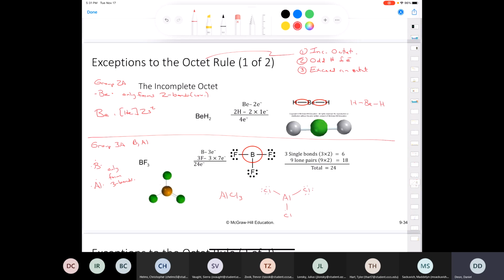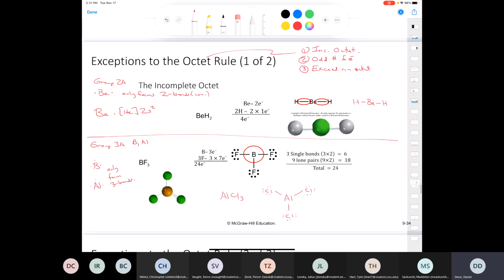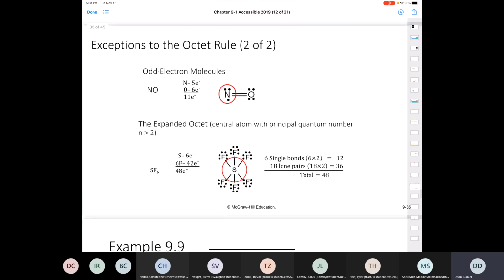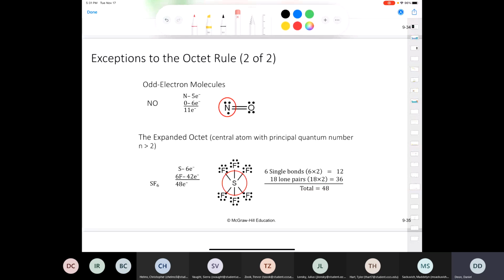Okay, so there are 2 more exceptions that you need to be aware of. The next one is an odd number of electrons. We don't look at a whole lot of examples of this. In fact, I even looked at the textbook this afternoon to see what it says about unpaired electrons. Now, when you have an odd number of electrons in a molecule, an unpaired electron, I'll write it down here, an unpaired electron is called a radical. So this is a radical here where you have an unpaired electron.